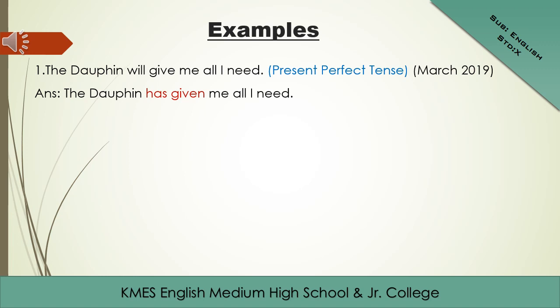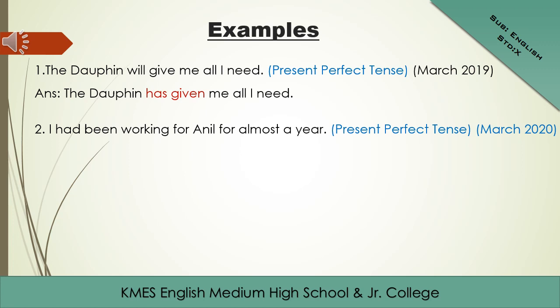Next sentence what we have is I had been working for Anil for almost a year. Again you have to make it present perfect tense, and this question was asked in March 2020. Same way we will do. So our sentence will become I have worked for Anil for almost a year. Here according to our subject we have used have and worked, which is the third form of the verb.